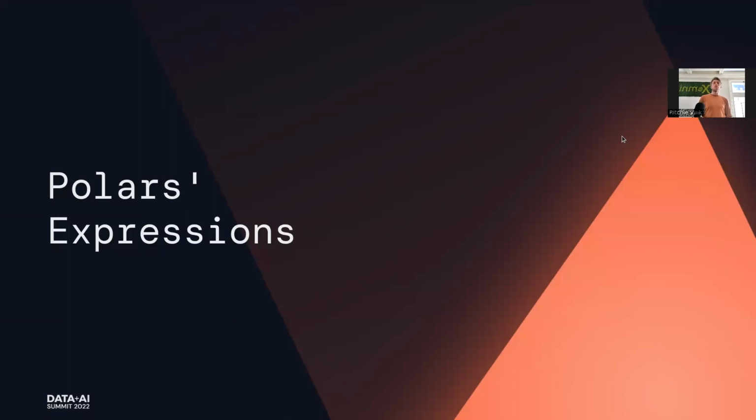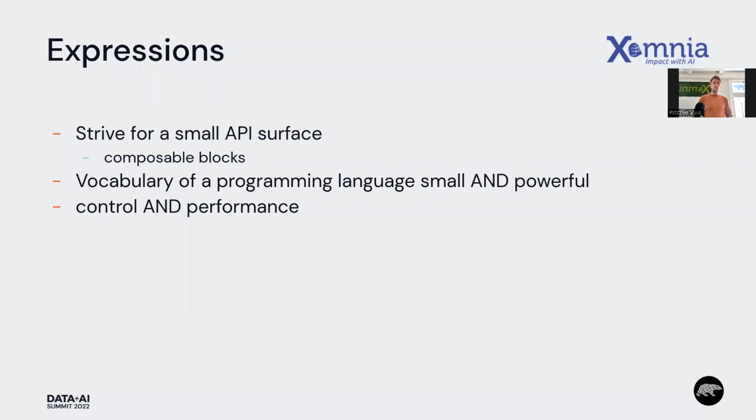In this part of the talk, I want to talk about Polars expressions. Polars expressions are one of the selling points of our API. That is because we really strive for a small API surface. We want to provide the user with composable blocks, which are really powerful, allow you to control what you want to do, but still have performance.